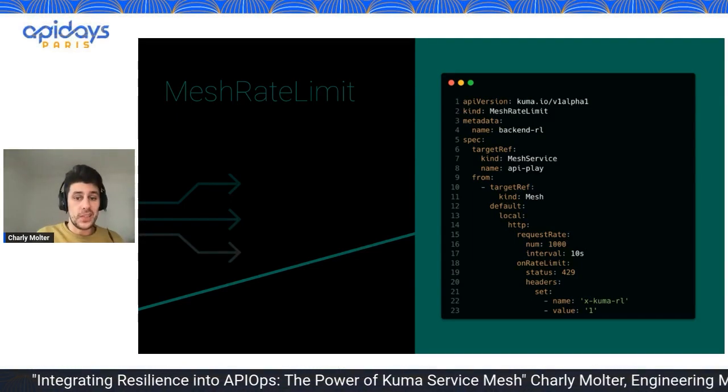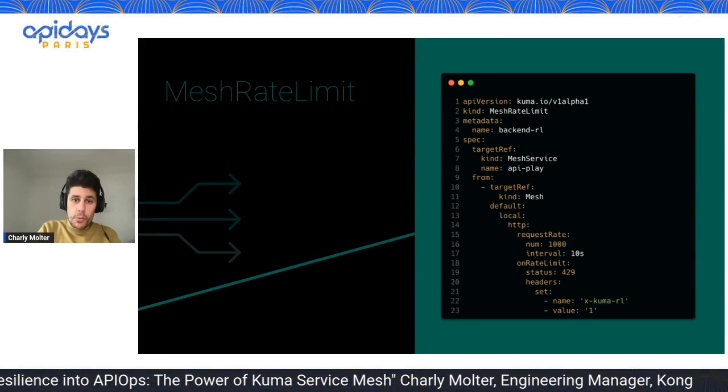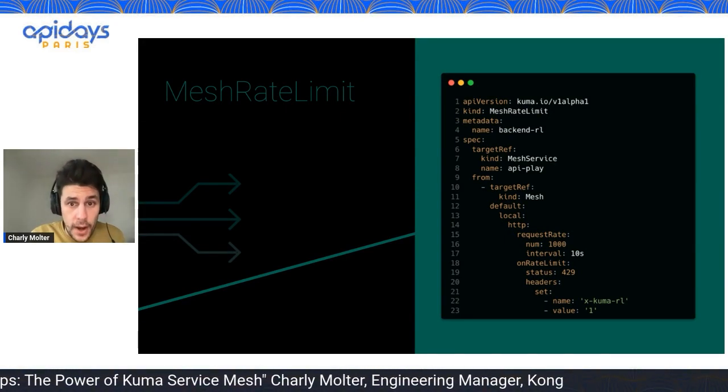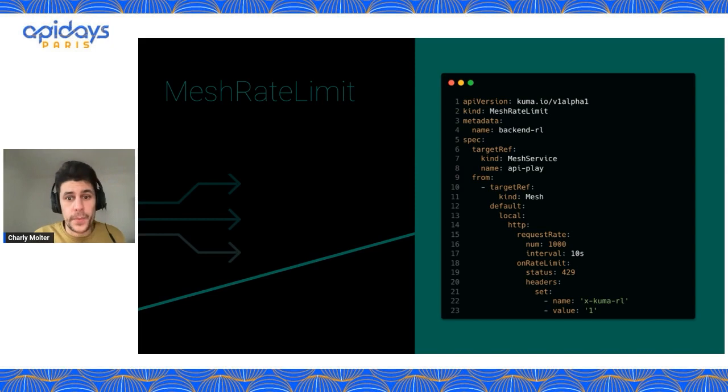It's a from policy. So the proxies that we're going to impact in this target ref is this API play, right? So the proxies that implement the API play service, when they receive traffic from any other proxy in the mesh, are going to have a rate limit of 1,000 requests in a 10-second interval, right?